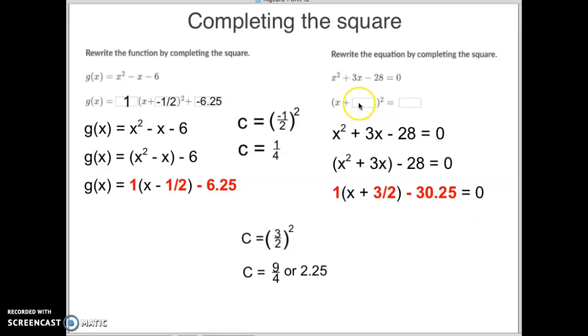So our answers should be 3/2 should go, and I'll try and shrink that up to fit right there. A positive 3/2 goes right here. And then we should have a positive 30.25 that goes on this side right here. Hopefully that makes sense because we had to move this one to the other side.